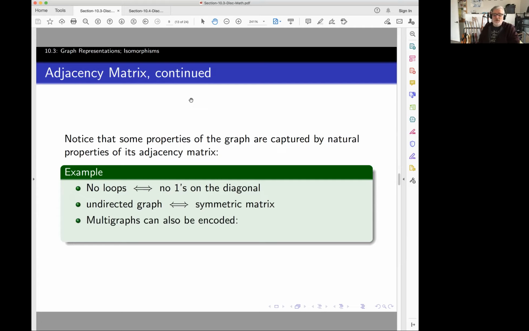Little aside, a multigraph. Remember, I said we're not going to deal in exercises or anything like that with multigraphs. What's a multigraph? You allow several edges between two vertices. How can you encode multigraphs? You can probably guess how you would do that, right? If you have, let's say, 5 edges between two vertices, then you would put a 5 in that entry in the matrix. So multigraphs correspond to matrices with positive integer entries. Okay, but again, I'm just mentioning that briefly. We're not going to go there.